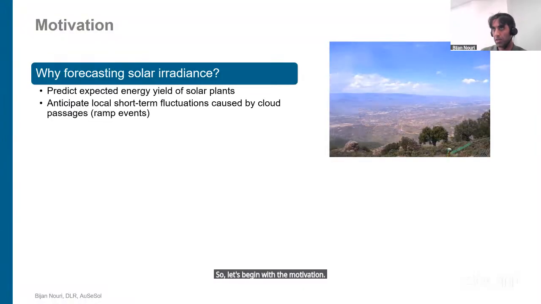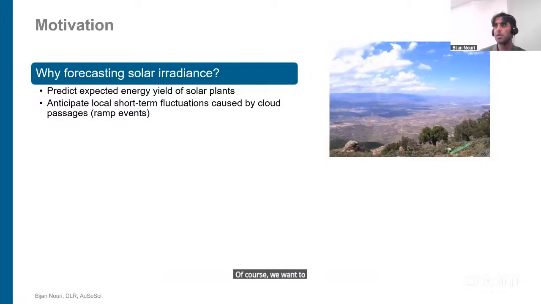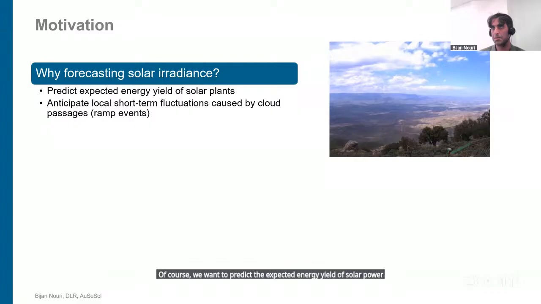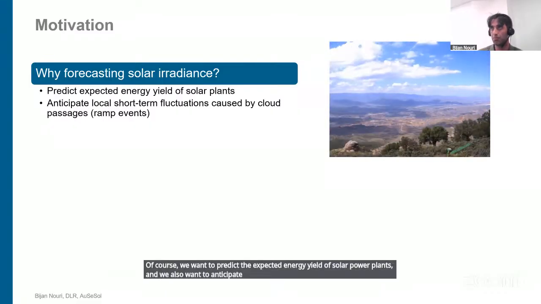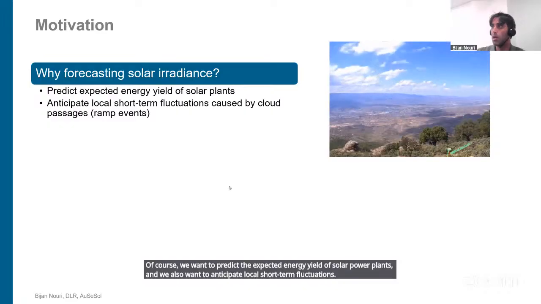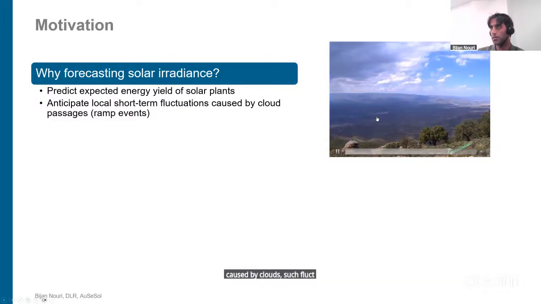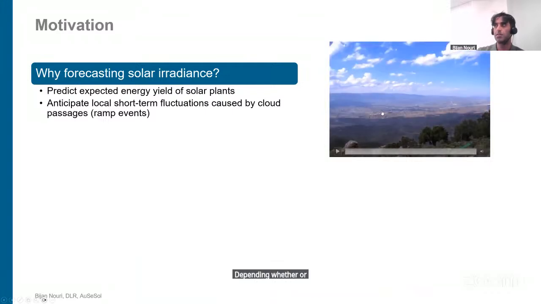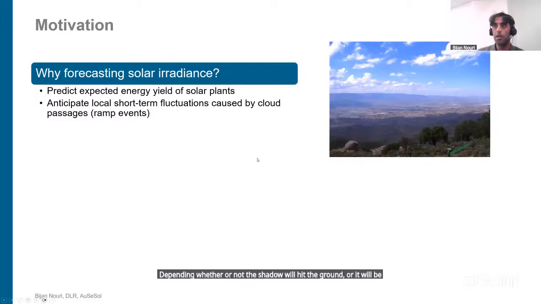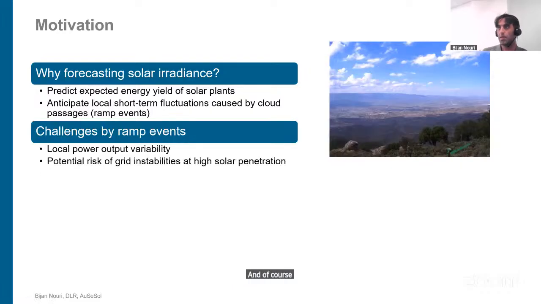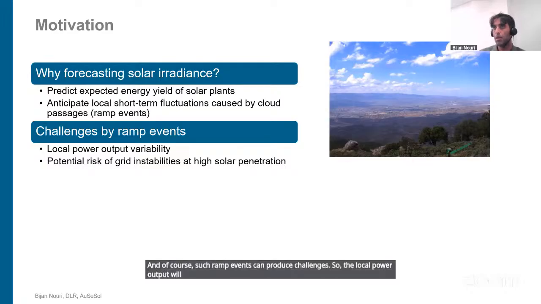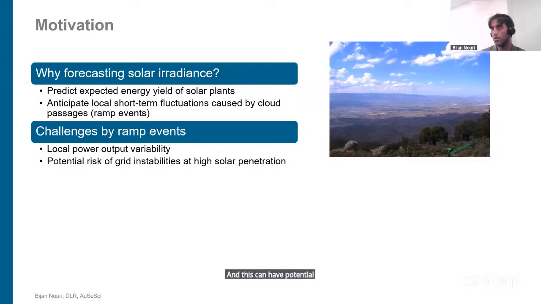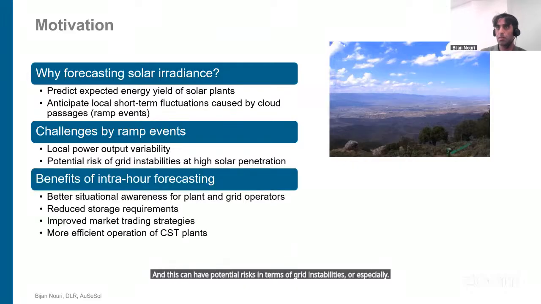So why solar forecasting? Of course, we want to predict the expected energy yield of solar power plants. And we also want to anticipate local short-term fluctuations caused by clouds. Such fluctuations can be seen here on the right-hand side, or you can imagine that the irradiance will fluctuate depending on whether the shadow will hit the ground or it will be a sunny patch. And of course, such ramp events can produce challenges. The local power output will be variable, and this can have potential risks in terms of grid instabilities, especially for higher solar penetrations.